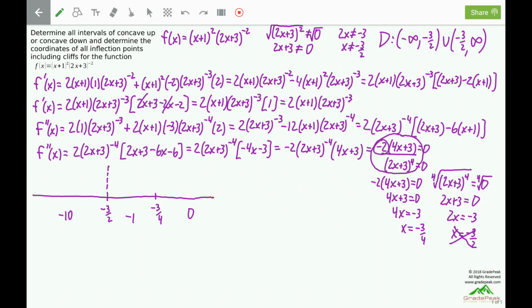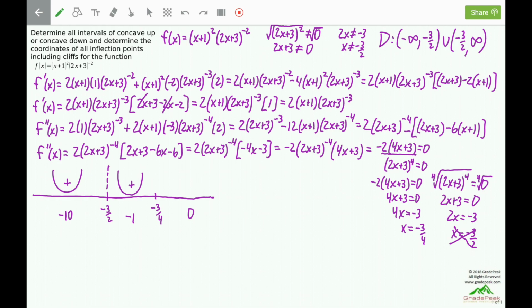In the numerator, we have a -2 we want to be sure to account for. But only the numerator will matter here, since the denominator is always positive. Plugging in -10 into the part of the second derivative that matters, 4 times -10 is -40, plus 3 is a negative number, times a -2 is a positive number. We have a positive second derivative. This corresponds to concave up. Plugging in a -1, 4 times -1 is -4, plus 3 is a negative number, times a -2 will be a positive number. We have a positive second derivative. This corresponds to concave up.